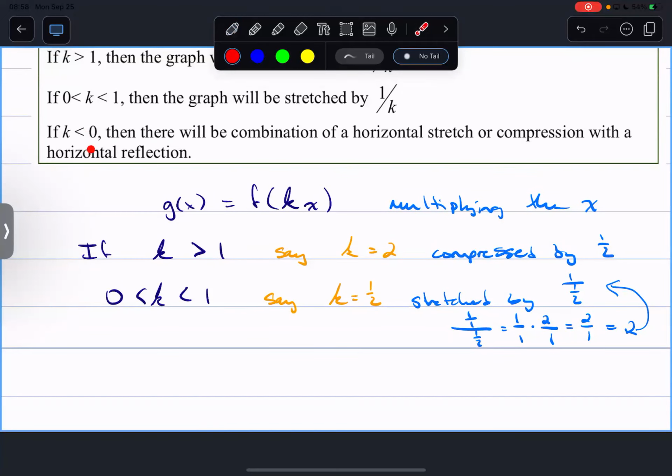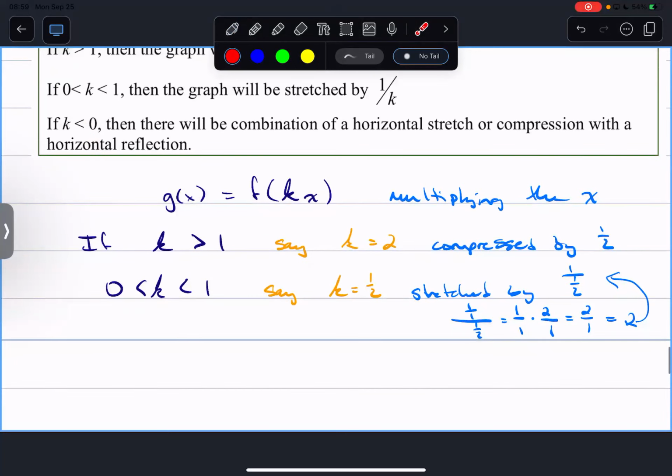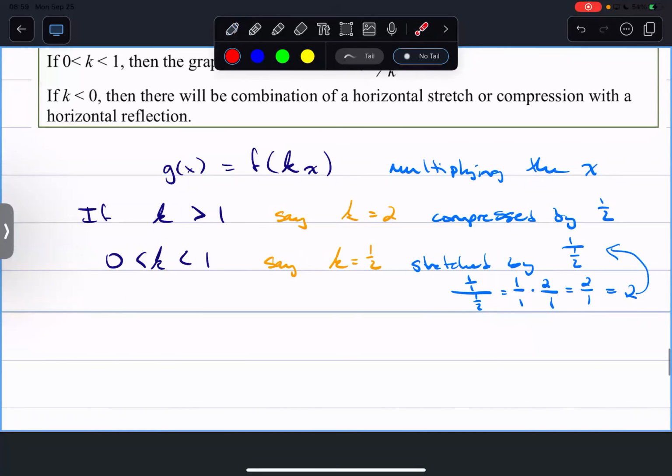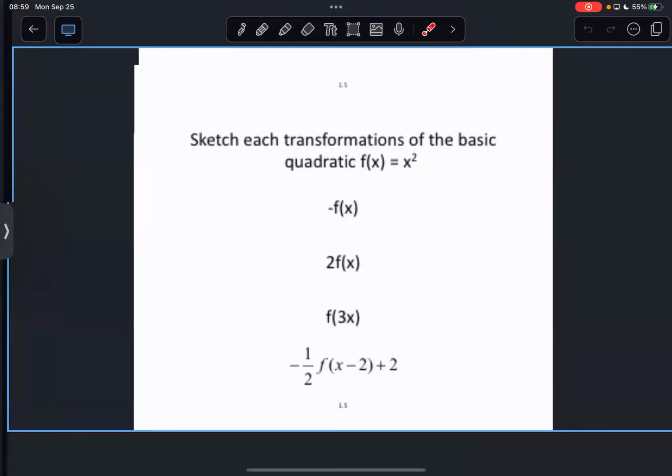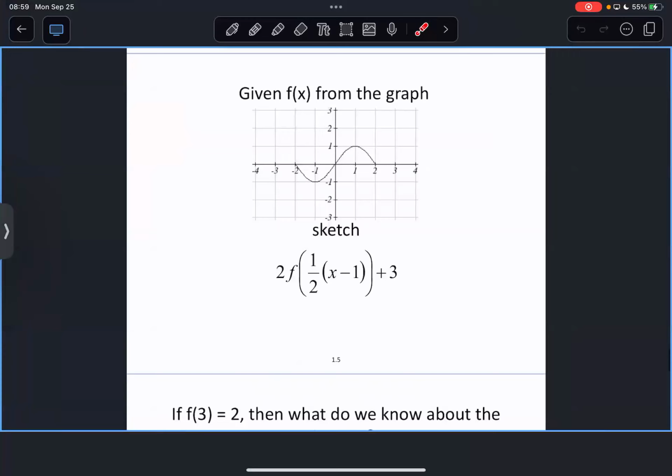If k is less than 0, so now it's negative, then you're going to have a reflection in there as well. I like to think of the reflection as kind of its own thing, but let's see what the examples have to offer. Kind of going rogue here.